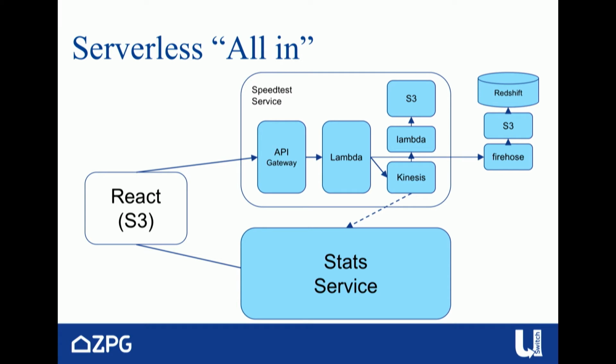The data warehousing is taken care of with Firehose into Redshift via an S3 bucket, where we do the long-term analysis. The annoyance here is that Kinesis Firehose can't actually be used for anything else. So you end up with two Kinesis streams, which is a little bit annoying.